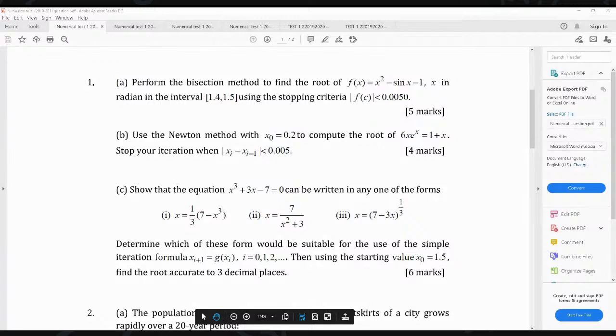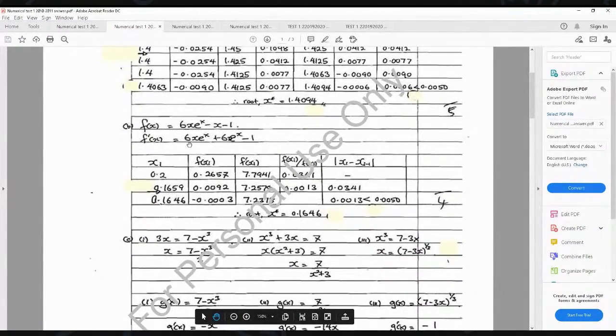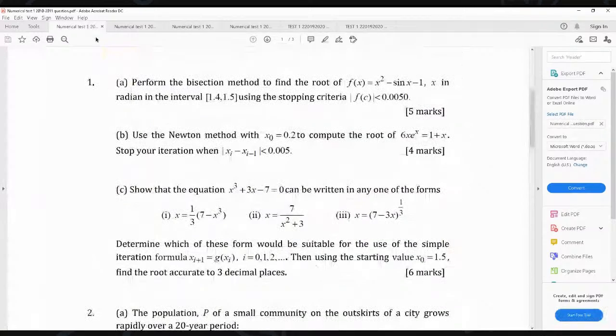So now let's go to question number B. I want you to focus on B. f(x) is 6x e^x minus 1. This is the question. 6x e^x equals 1 plus x. We stop the iteration when |x_i minus x_{i-1}| is less than epsilon. So 3 decimal places here.